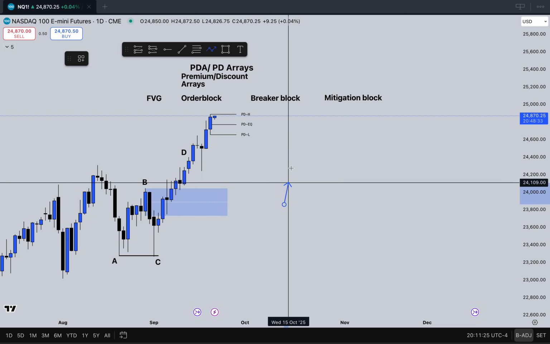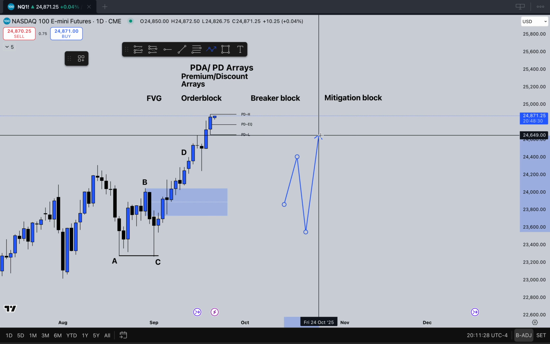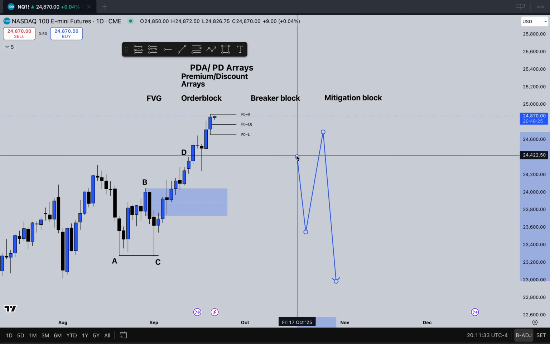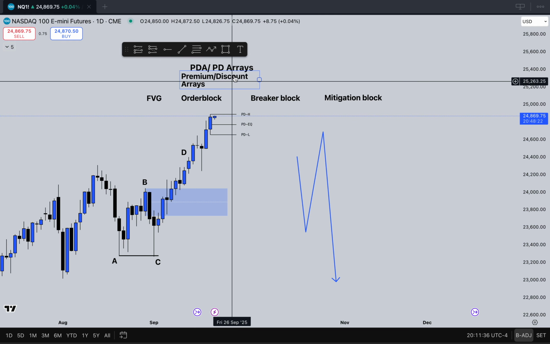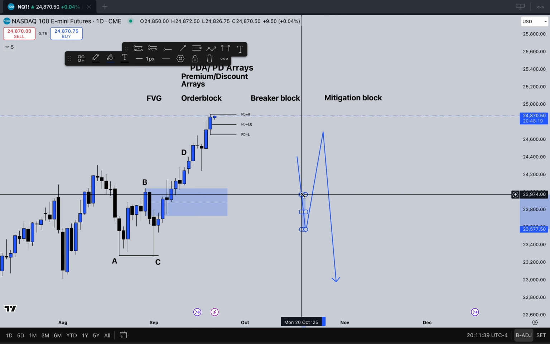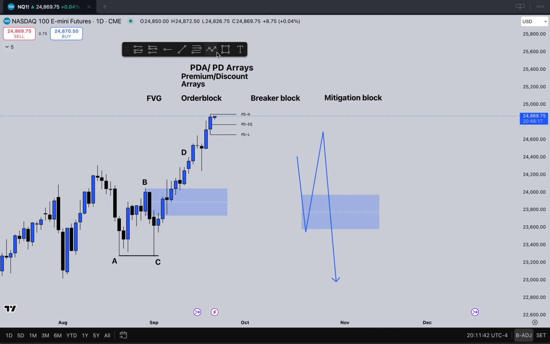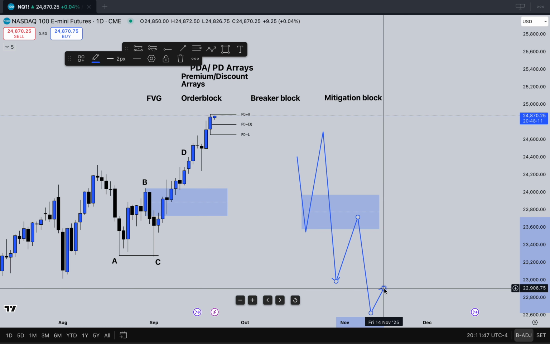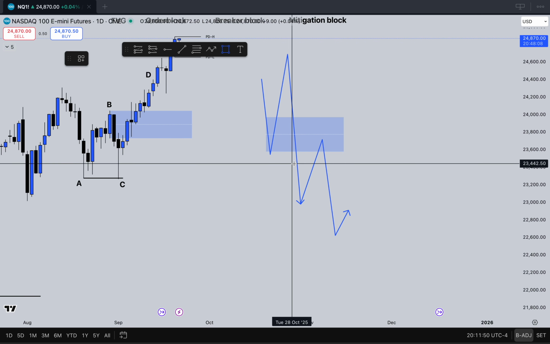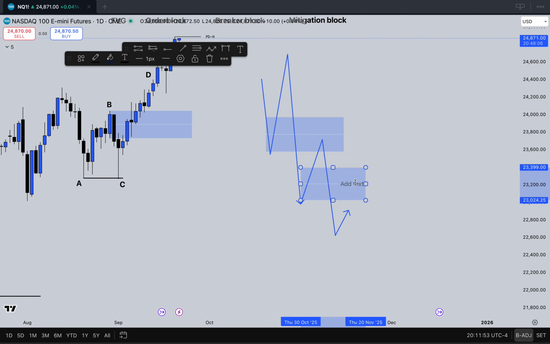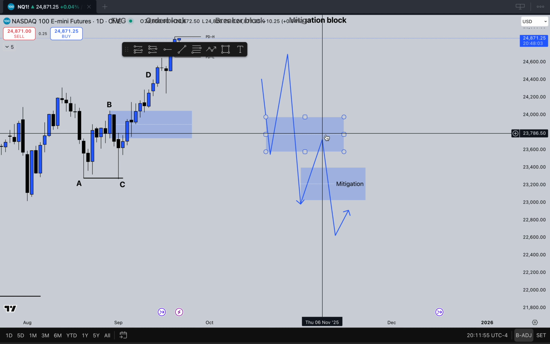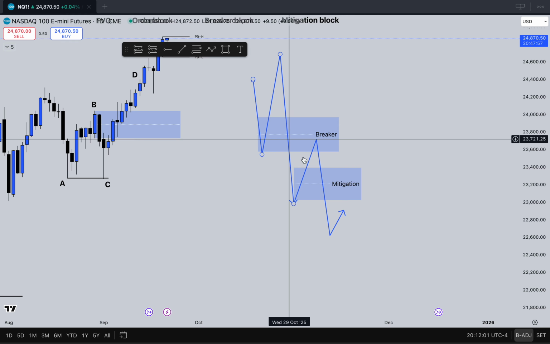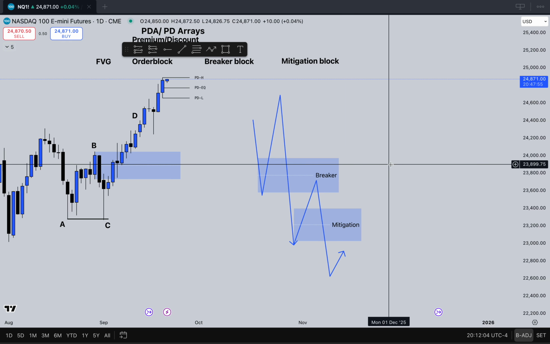For example, we form a bearish breaker. Once we make this bearish breaker, when we come back into it and then redeliver again, this right here becomes the mitigation block. Here's the mitigation block, and here is your breaker. So it just follows the market structure, just like that.